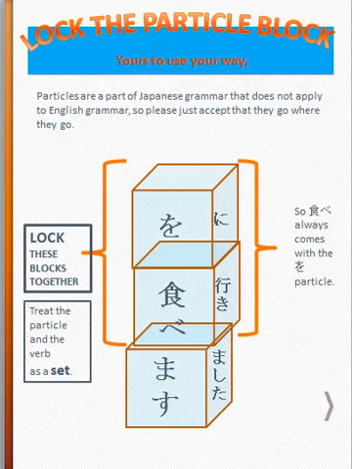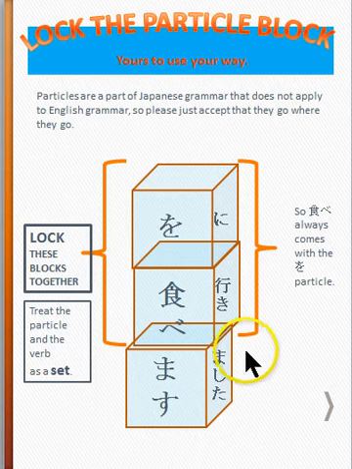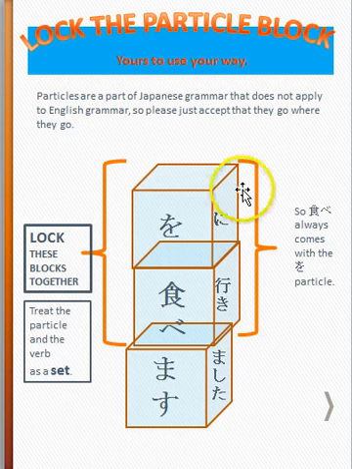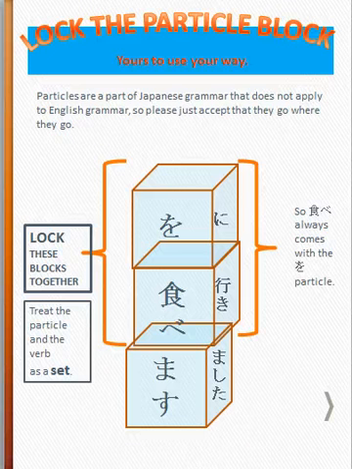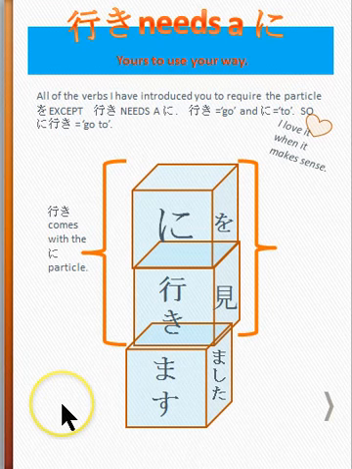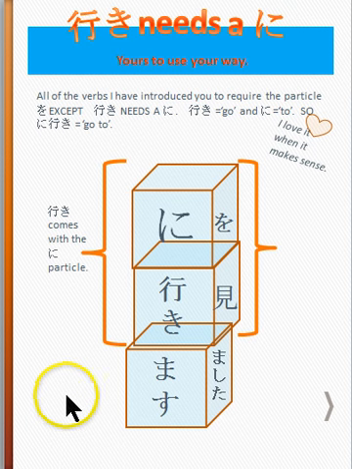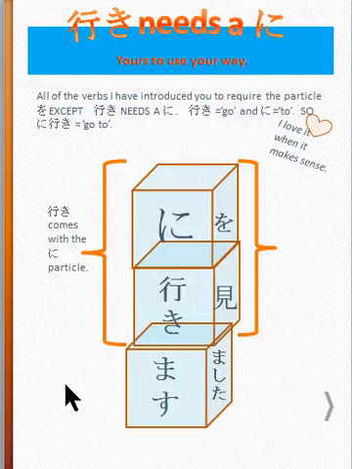Lock the particle block. The particle goes with the verb, so those 2 blocks have to lock together. If the verb is tabe, then the particle has to be o. Lock those blocks together. Treat the particle and the verb as a set. Iki needs a ni. Iki, meaning go, is the only verb that needs the particle ni. There are other options for particles for iki, but at this stage please just lock in iki needs a ni.